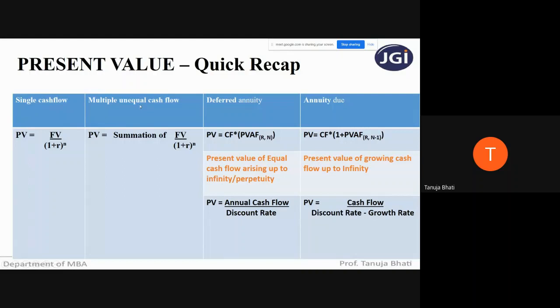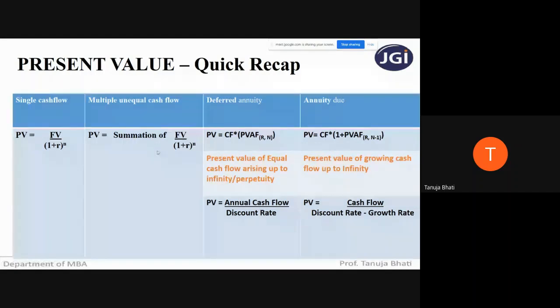Similarly, multiple unequal cash flow, where there is more than one single cash flow, that is a multiple series of cash flow, but which is unequal. For that, again, you have two formulas. Either you can individually solve for each cash flow using the formula future value divided by (1 plus r) raised to n, or alternatively you can prepare a table and then use the other formula, that is cash flow into present value factor. When you do it individually for each year, for each individual cash flow, then the total that you get is the present value of multiple unequal cash flow.